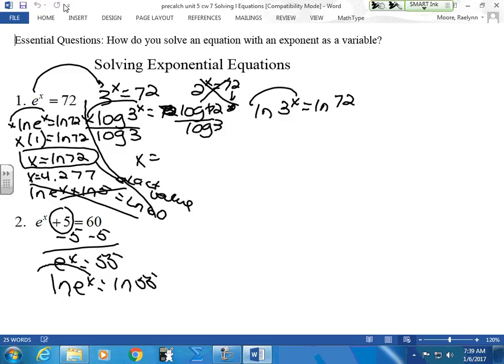I can use my power rule, bring it down. The ln e, the property is 1. And again, I can put that in my calculator and round to 3 decimals. Same thing if I did this with a log.